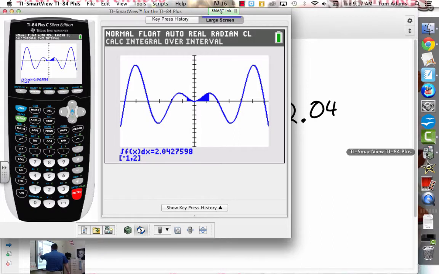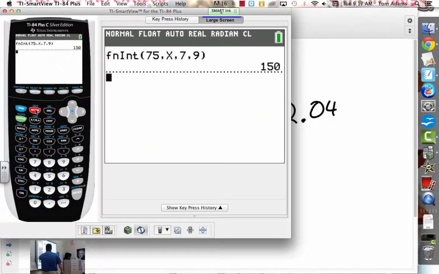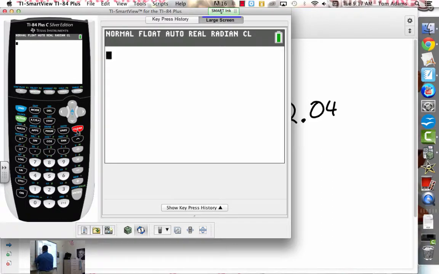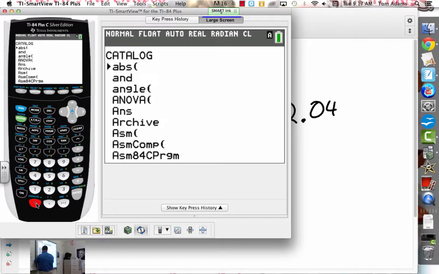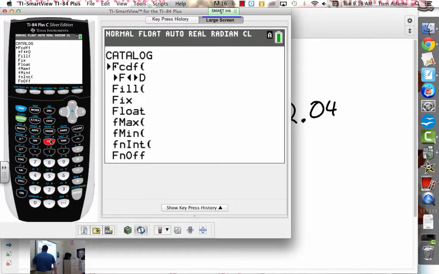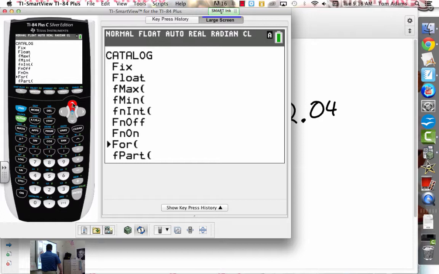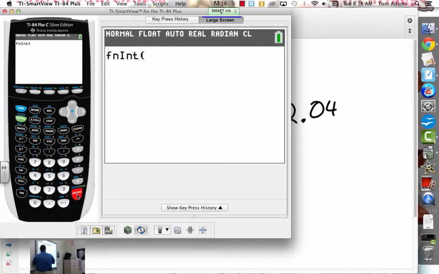All right. Now, the other way that I could do that is I could evaluate it using the fnInt function. So if I go to second catalog, and then F, is it cosine? Yeah. If I come down here to fnInt, that's a function integration program. Whoops, went too far. There's a little delay between my calculator and what it does on the screen. The first thing I have to do is enter the function. So I'm going to say x times sine of x. Then I'm going to integrate with respect to the variable x, so I put comma x, and then comma the lower limit, which was -1, comma upper limit 2.